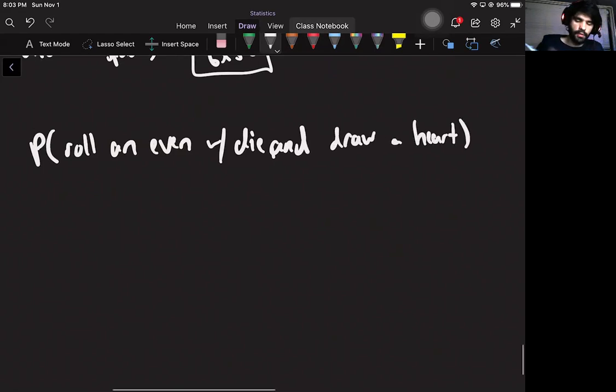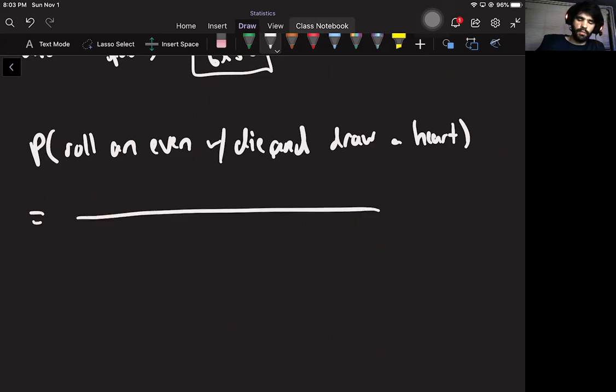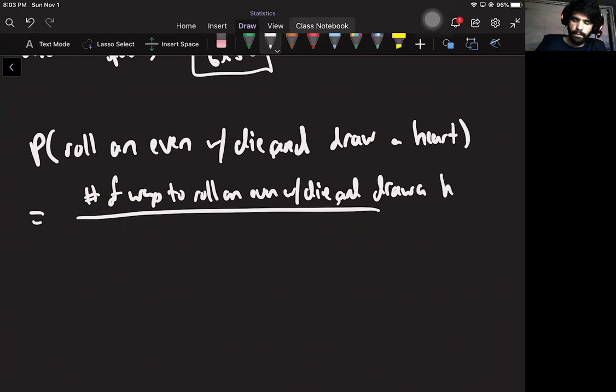It's going to be very similar, so we'll just do it the same way. So it's got to be the number of ways to roll an even with a die, and draw a heart from a deck, divided by the total number of ways to roll a die.